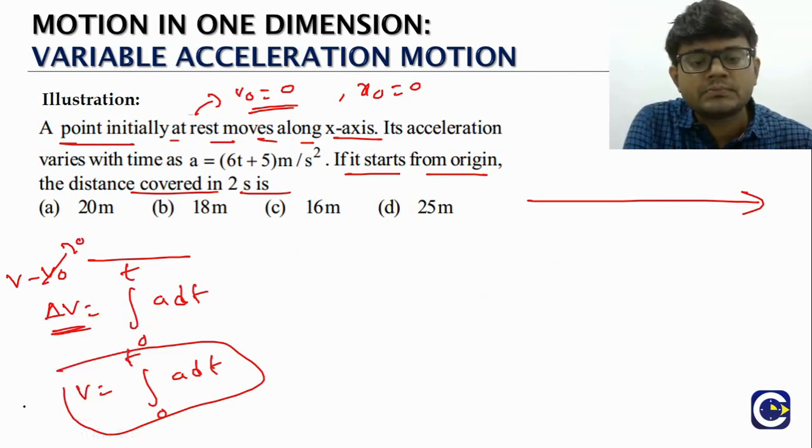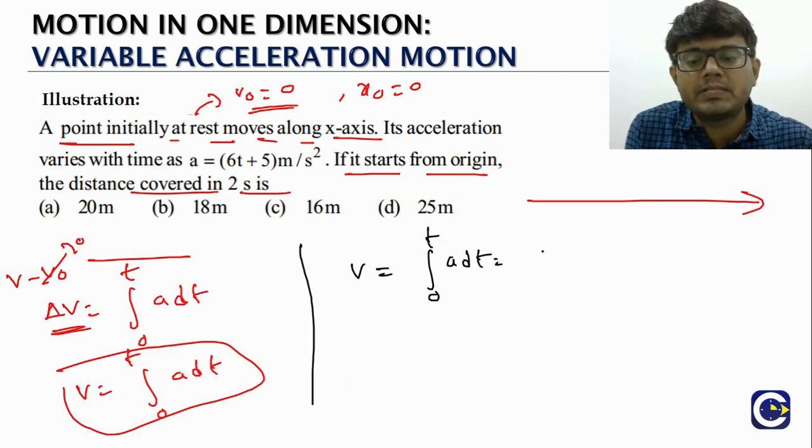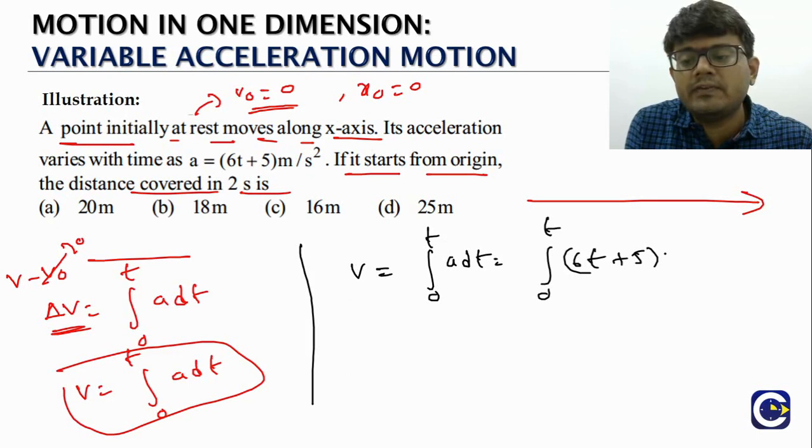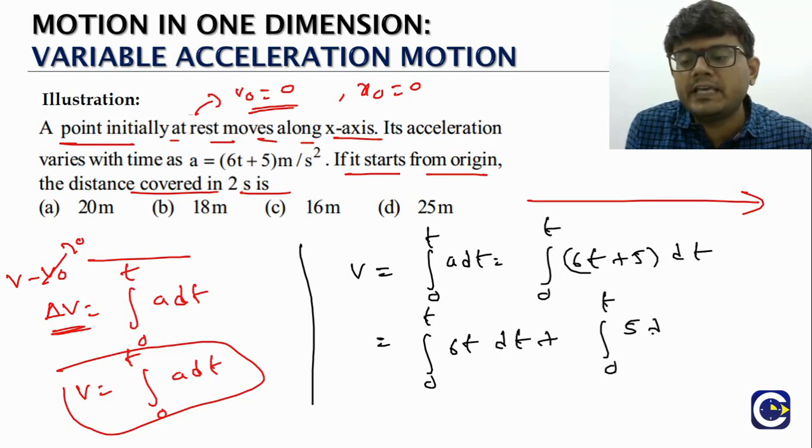We have to integrate the acceleration between the time limits 0 to t. So the velocity will be equal to the integral from 0 to t of a dt. A is 6t plus 5, dt. So this is the integral from 0 to t of 6t dt plus the integral from 0 to t of 5 dt.